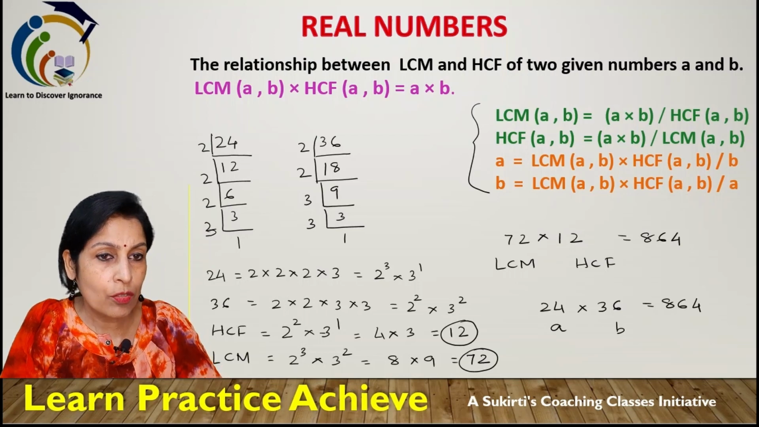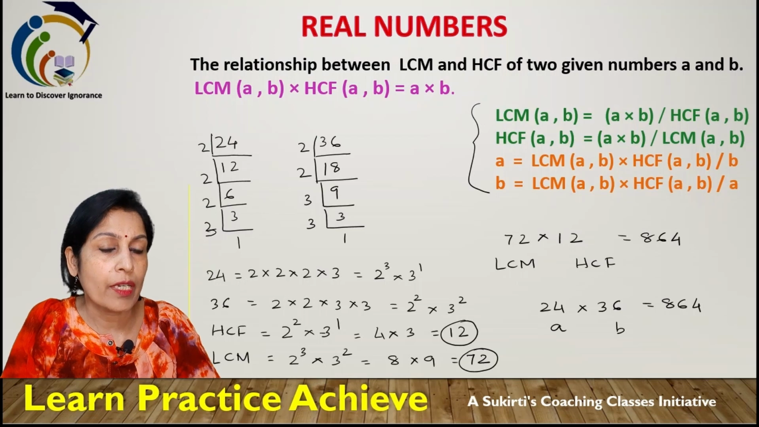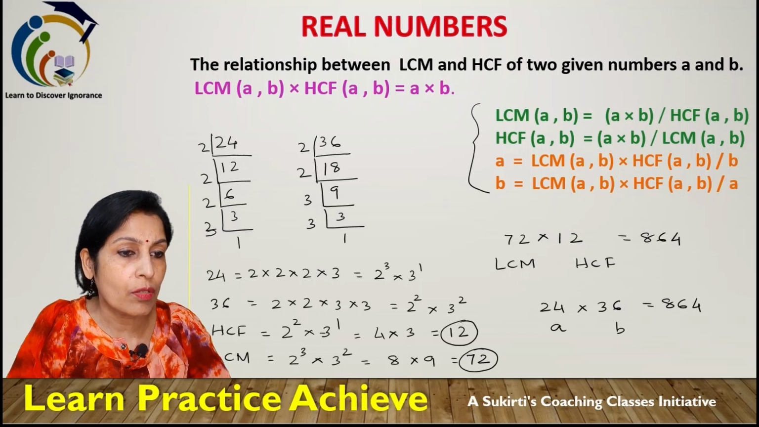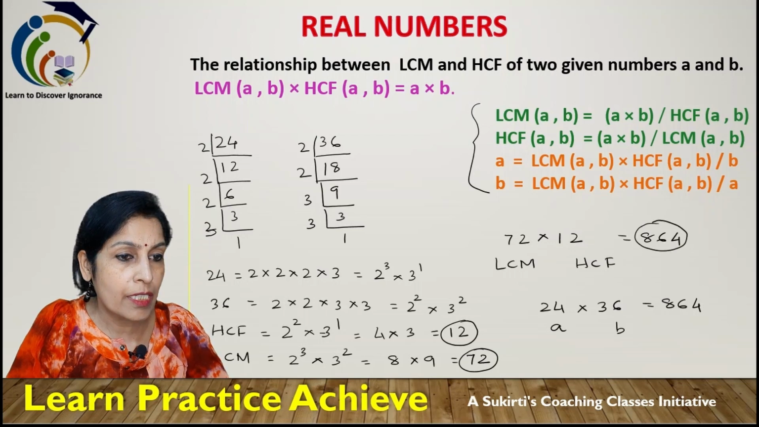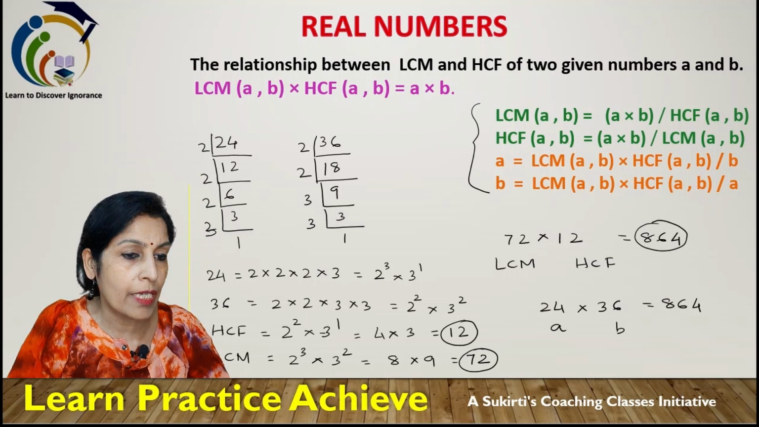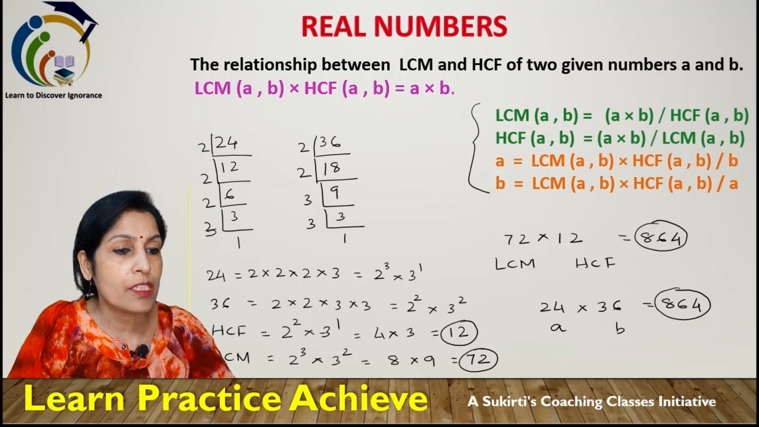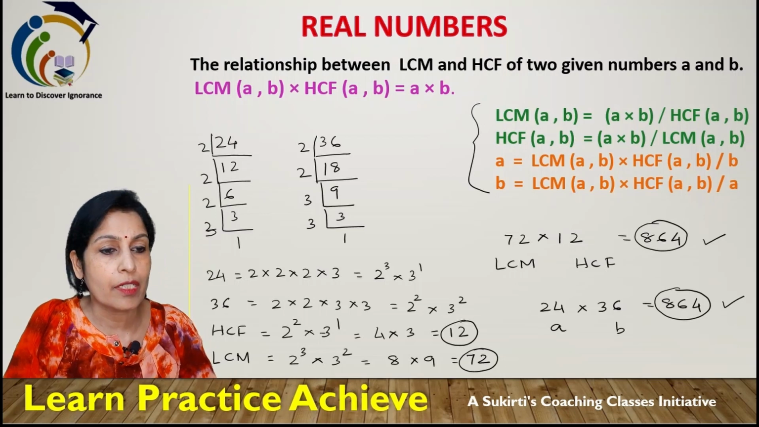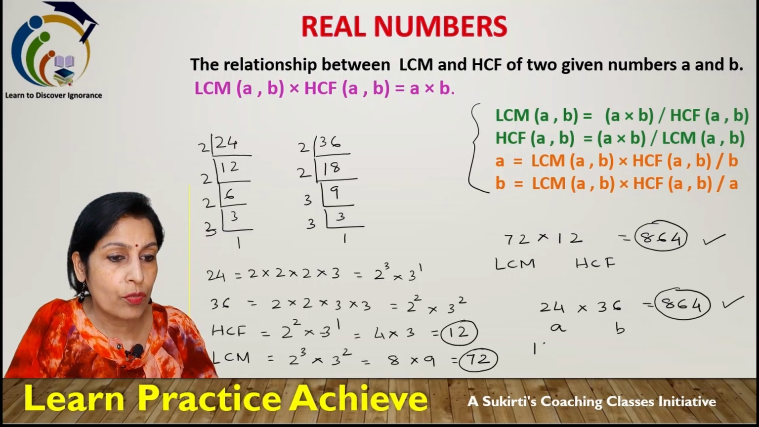So according to this rule, LCM of A and B into HCF of A and B is equal to the product of A and B. When you take the product of LCM and HCF, and the product of the numbers, you will find that 864 is equal to 864. So we can say that this rule is proved.